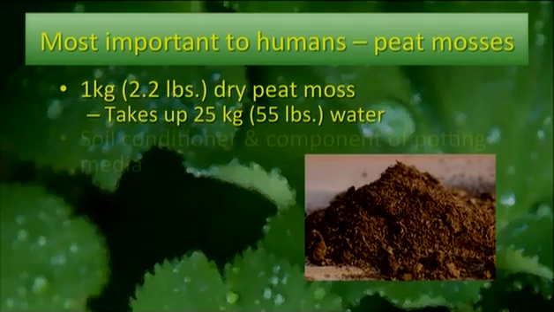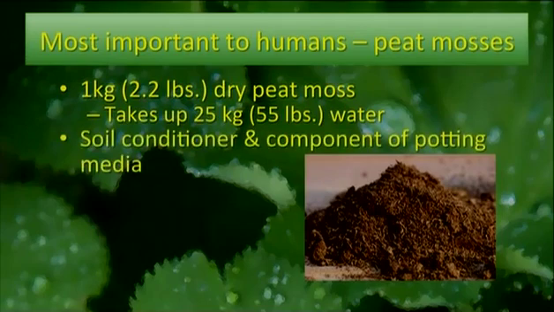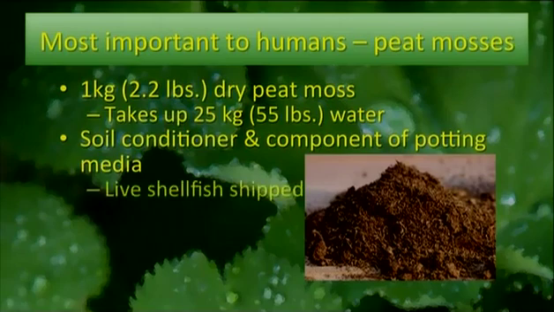Therefore, it's A1 as a soil conditioner, and also as a main component of potting media, for use with plants that you need to pot in non-soil media, because if you pot in soil media, you have the problems of pests like nematodes and such. So if you wanted to ship a plant out of Hawaii, you need to use non-soil media. It's also quite clean, so they ship live shellfish in peat mosses.